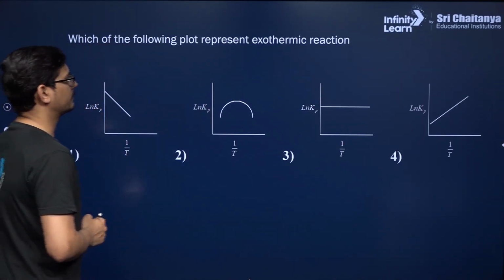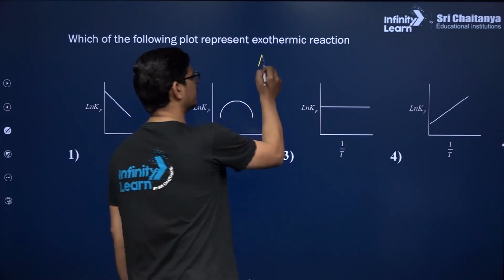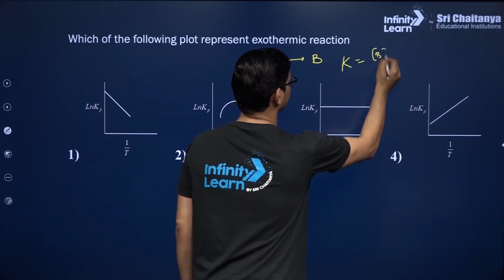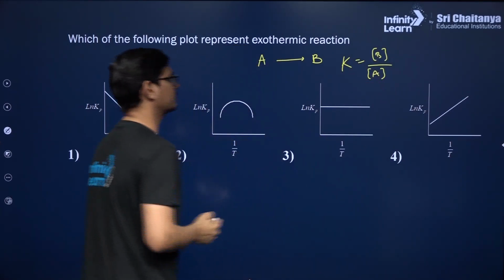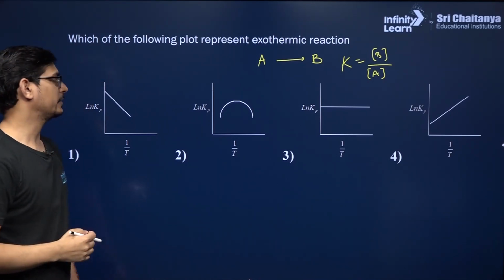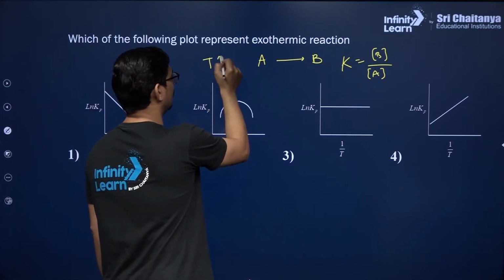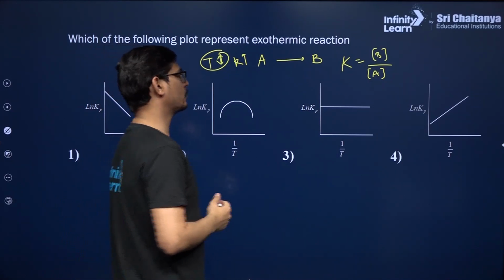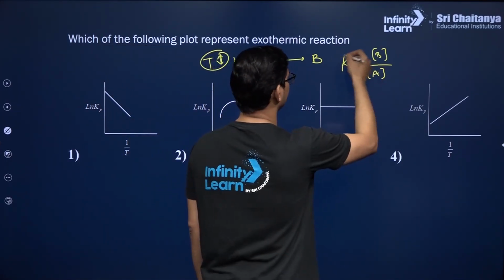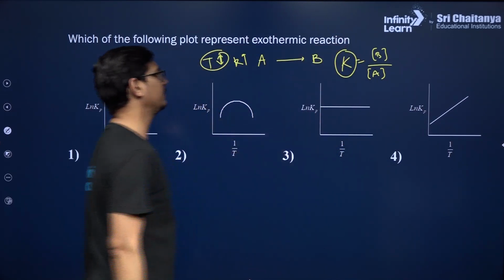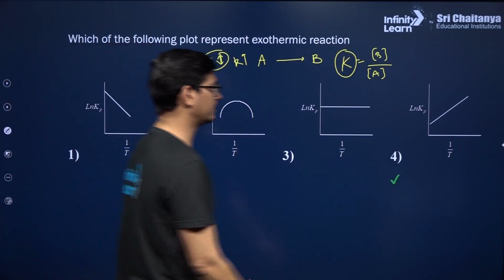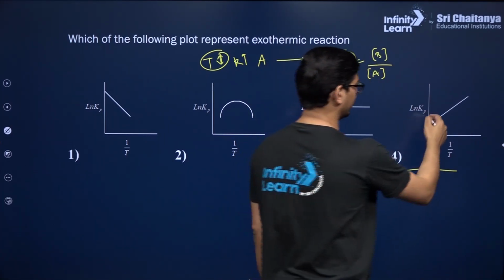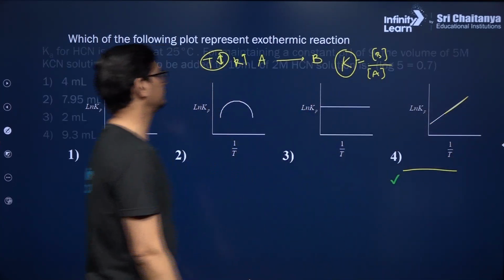Then which of the following plots represents an exothermic reaction? Remember guys, if this is an exothermic reaction, right, equilibrium constant would be B by A, product upon reactant. If this is an exothermic reaction, it will be favored at low temperature. So if we decrease temperature, equilibrium constant will increase, right? That is the value of Kc will increase because the reaction will be favored in the forward direction. So you can see here in option 4 that in the forward direction 1 upon T is increasing, that means temperature is decreasing. So yes, equilibrium constant is increasing, linear behavior.